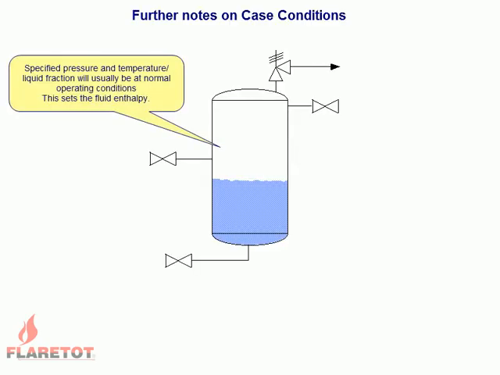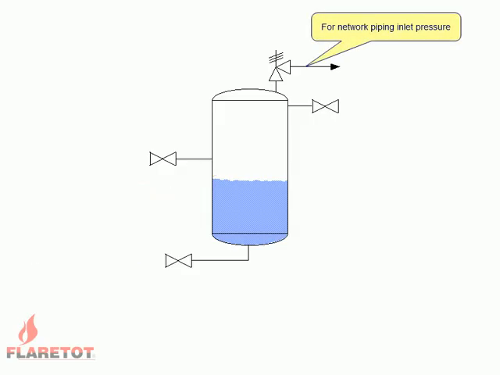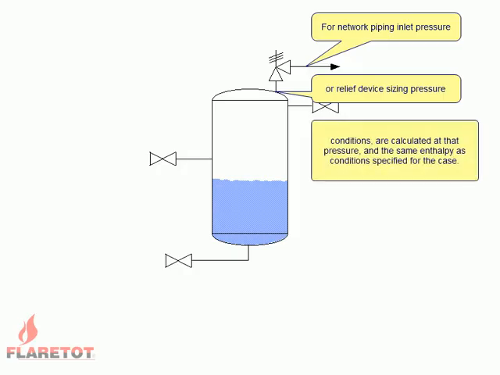To further explain, note that when specifying pressure and temperature, or liquid fraction, this will usually be at normal operating conditions upstream of the relief device. This sets the fluid enthalpy. However, any basis can be used provided the values are consistent. For example, conditions can be specified at relief pressure if known. For either network piping inlet conditions or relief device sizing, the actual pressure for that is used, then conditions are calculated at that pressure, and the same enthalpy as the conditions you specified for the case.